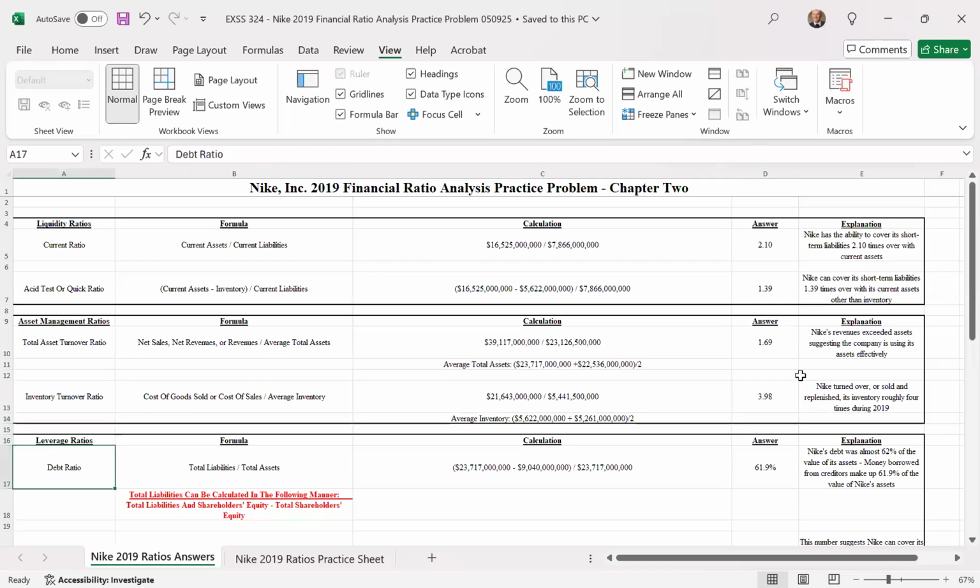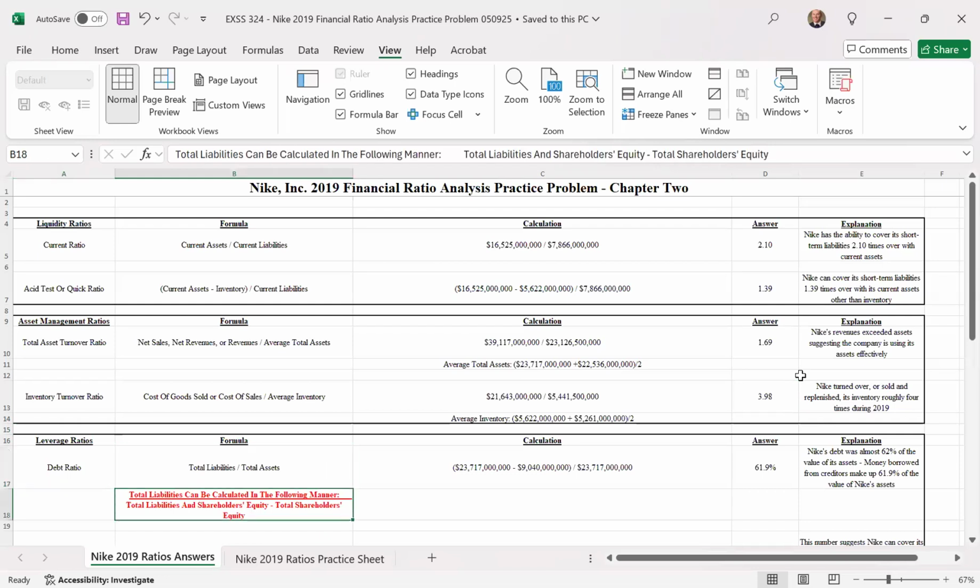The next ratios are the leverage ratios, and we'll start with the debt ratio. The debt ratio is pretty straightforward: total liabilities over total assets. Total liabilities can be calculated as total liabilities and shareholders' equity minus total shareholders' equity, depending upon how it's presented on the financial statements. You might not see a total line for total liabilities. If you don't, you have to go with this approach. If it's there, it should just say total liabilities.